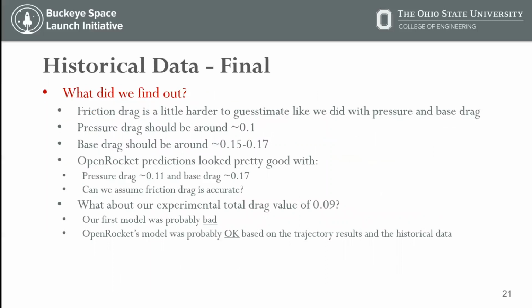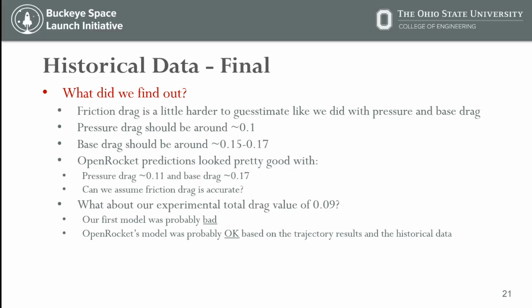What does this tell us about our experimental drag value? If you recall, we got 0.09, and OpenRocket's prediction was 0.5, and the historical prediction was probably similar to that 0.5. That's pretty different. We're only looking at 20% of that total drag. It tells us that our first model is probably bad. It's probably a little more complicated than just plugging into that one-dimensional drag formula. OpenRocket's model is probably okay based on the trajectory results like we just looked at, and based on the historical data. We kind of verified the pressure drag and the base drag estimation from OpenRocket here.